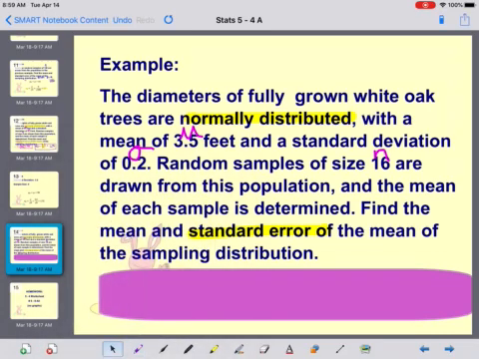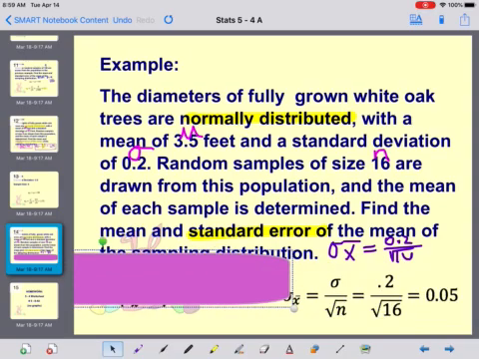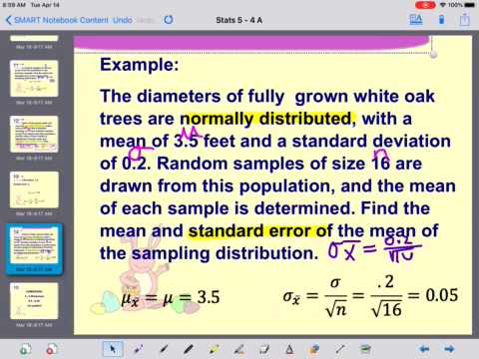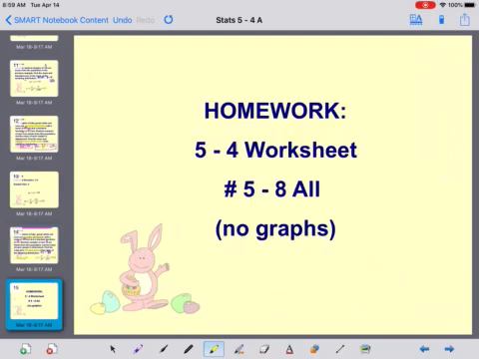So your mu x bar is the same as the mu they gave you, so 3.5. Your baby sigma x bar, you're going to find by taking baby sigma, 0.2, and dividing it by the square root of n, which is the square root of 16. So you're going to take 0.2 and divide it by 4. Okay, that's it. The mean was the same as the mean up there. Baby sigma x bar, you did the work and got 0.05.